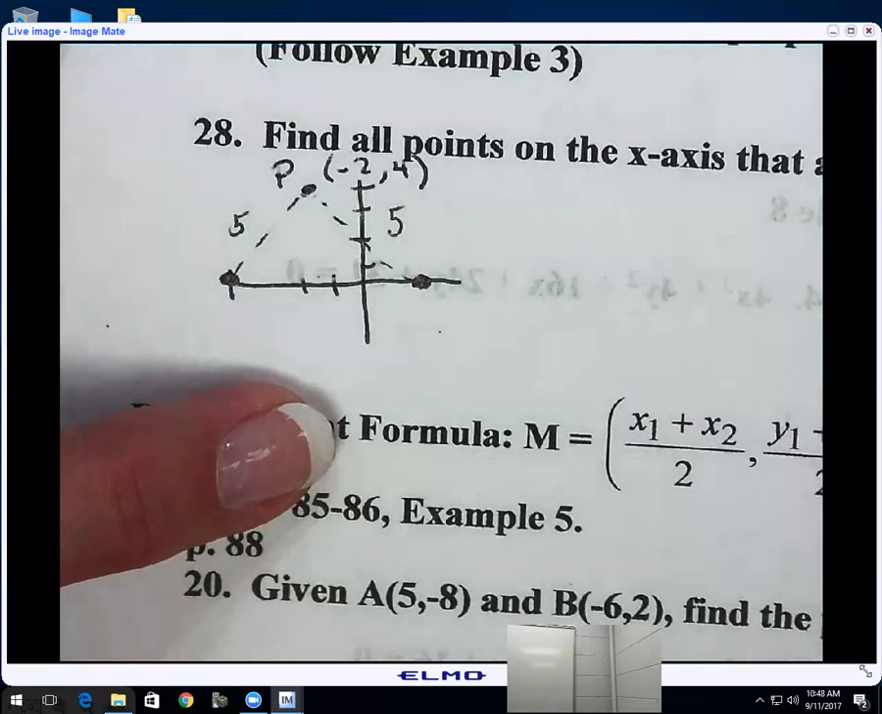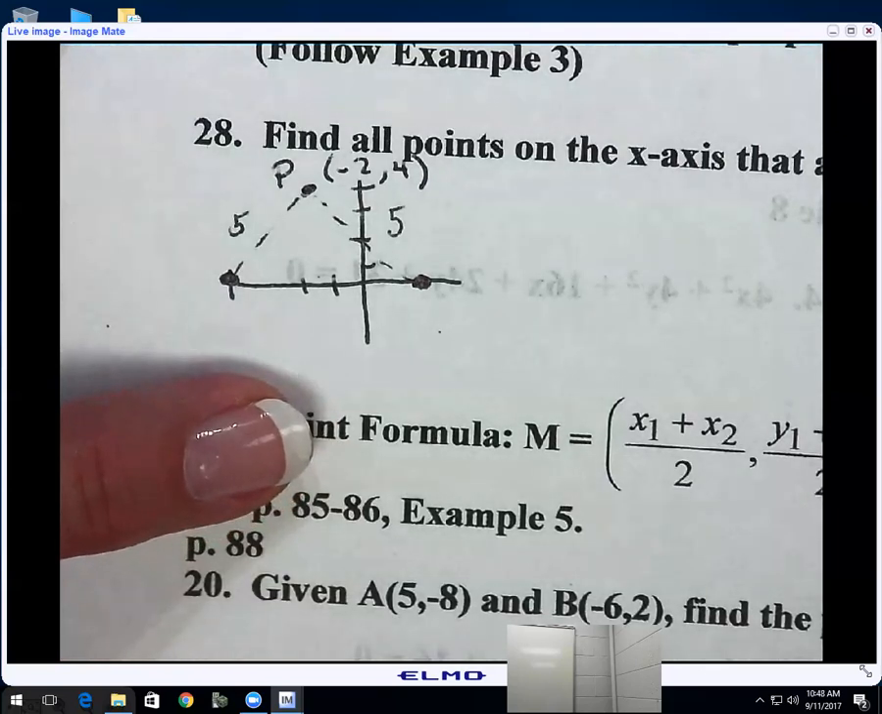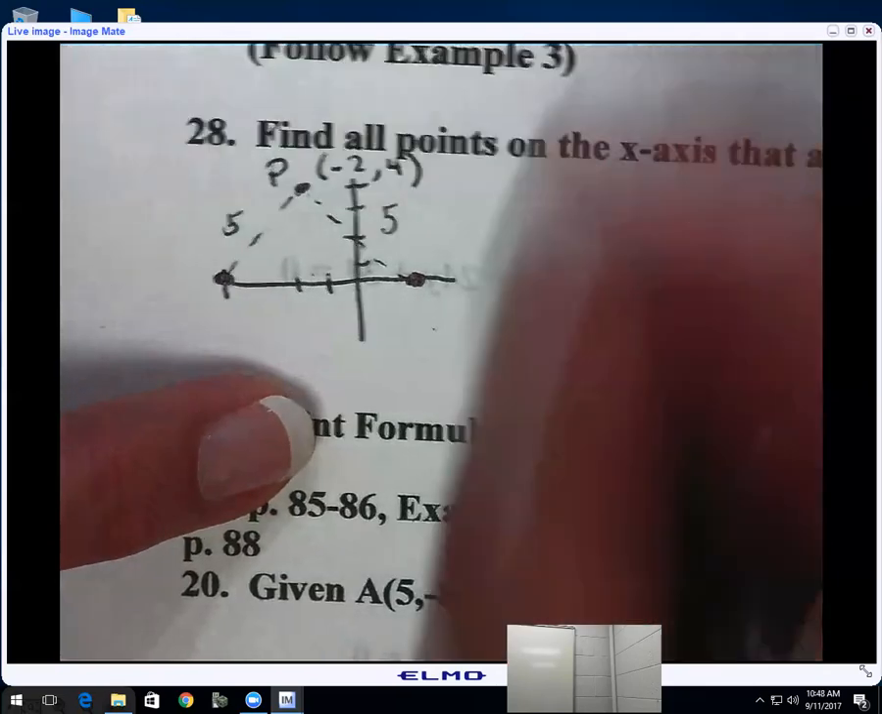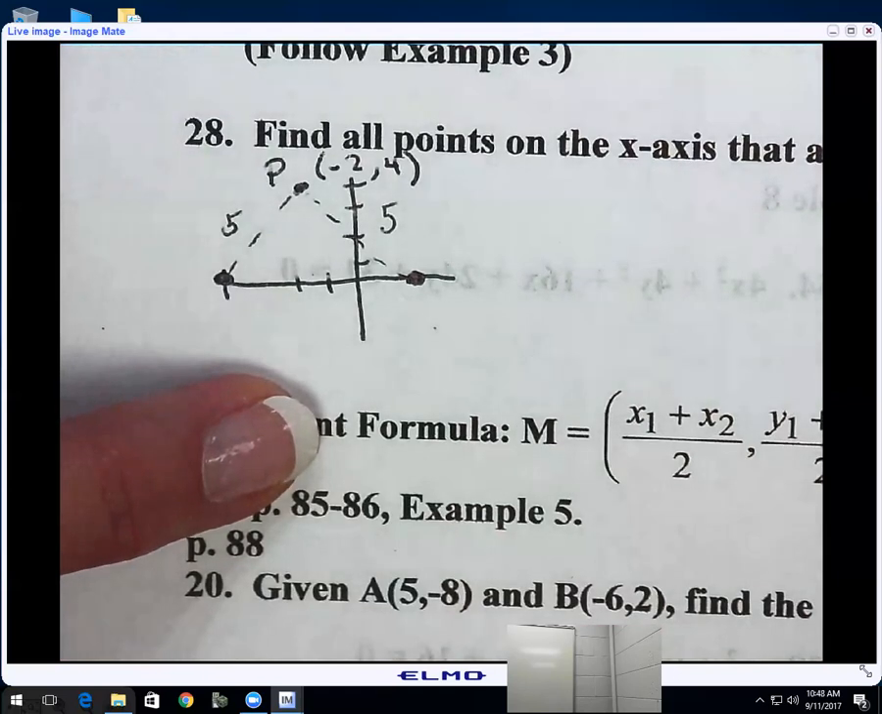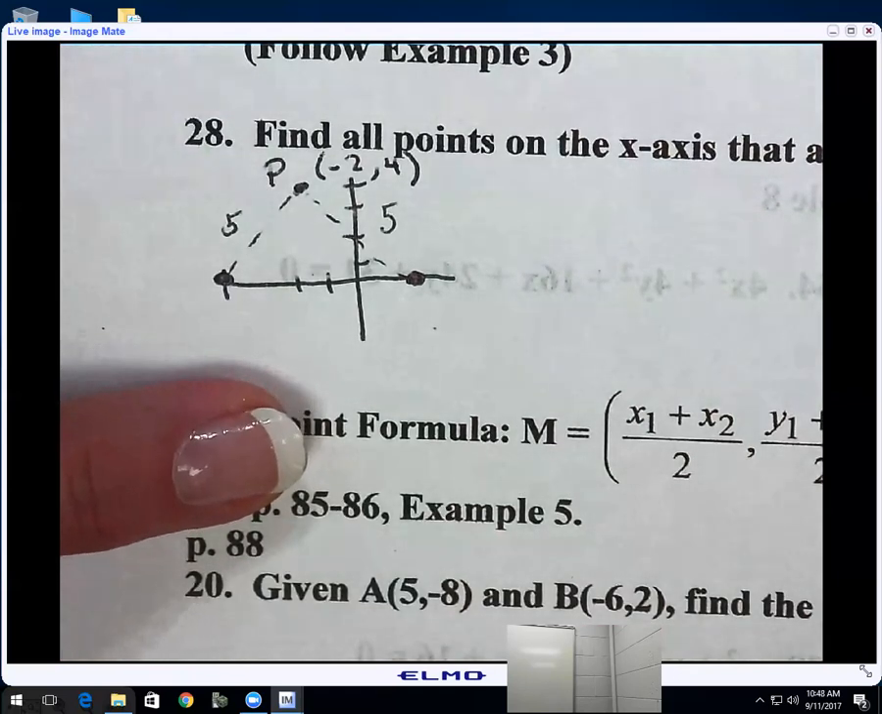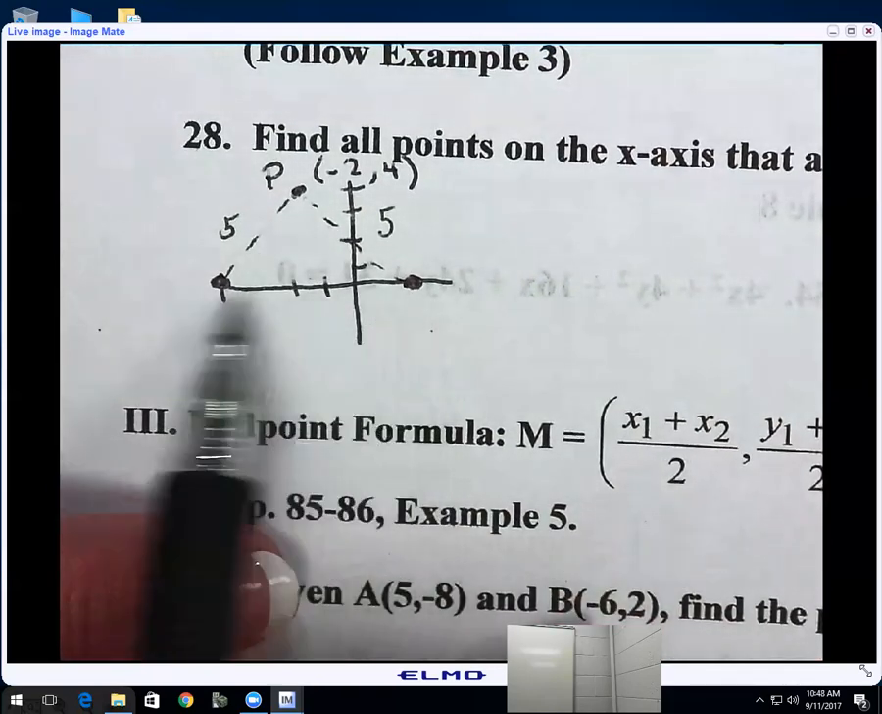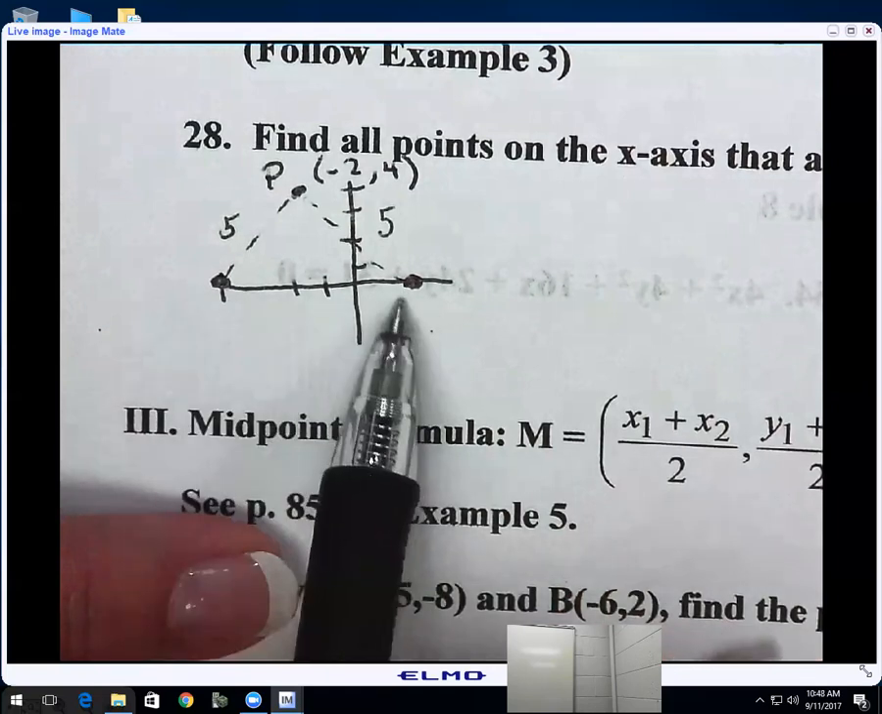This is not a right triangle. So, yes, that's exactly what I'm going to do with the distance formula. But what do I have that I can plug into the distance formula? What do I know about these 2 points? Is there anything I know about those 2 points?